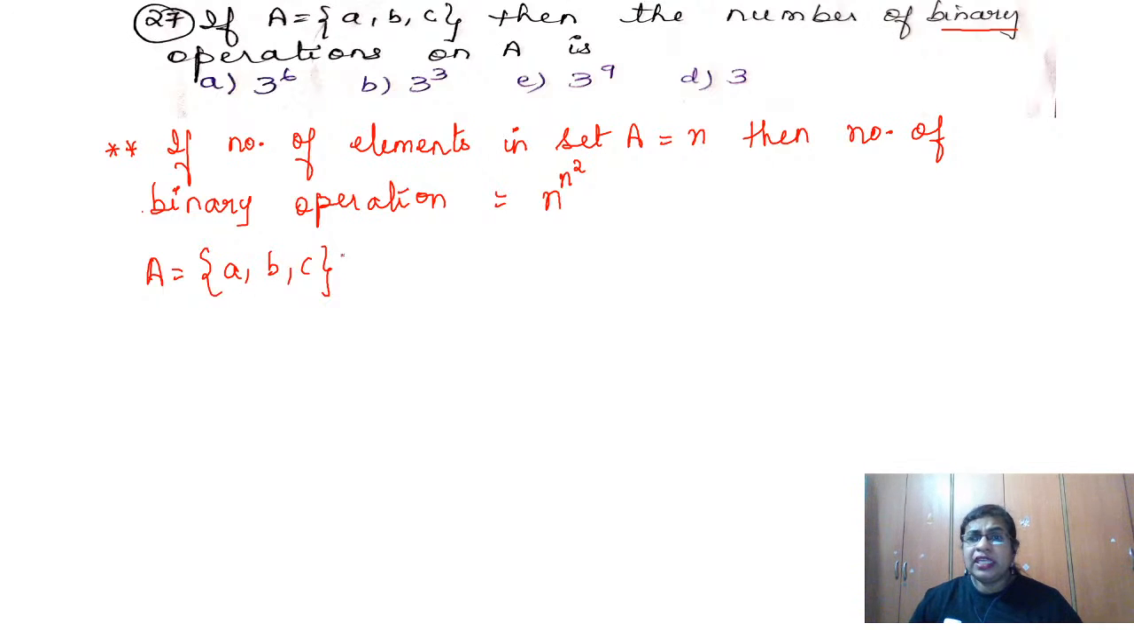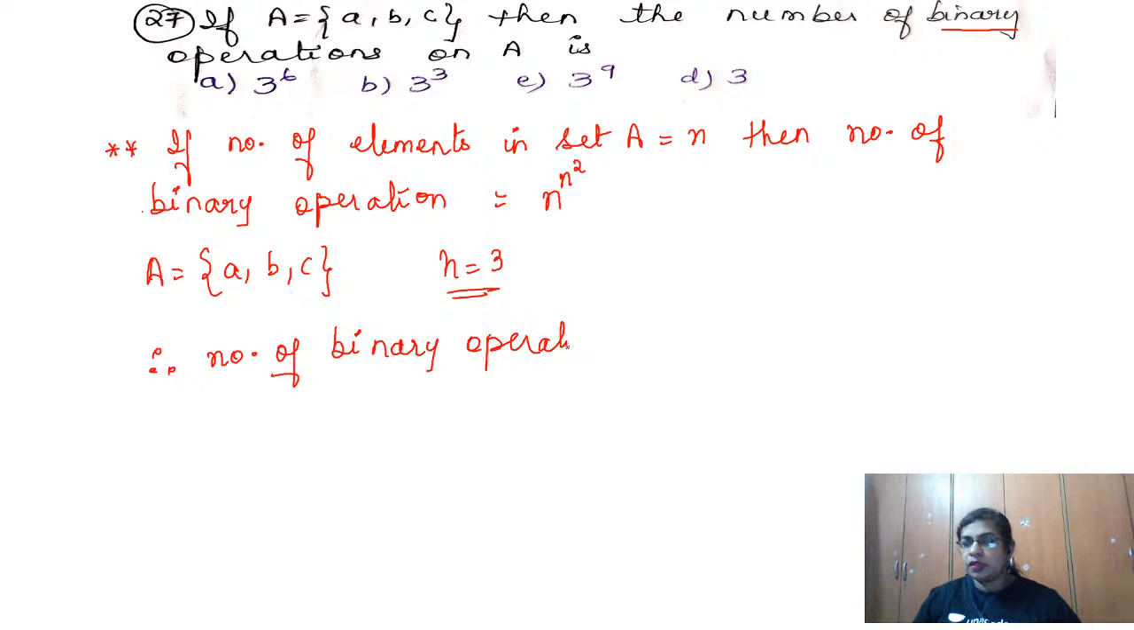So we have a 3-element set. So 3-element set means n becomes 3 here, no? Yes. So what is the option now? Which option satisfies? What is my number of binary operations? Therefore, the number of binary operations on A is equal to n to the power n square.